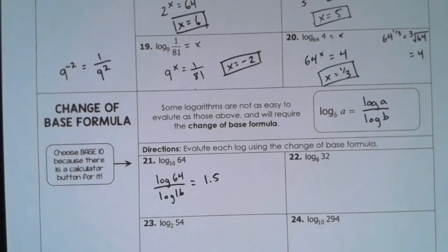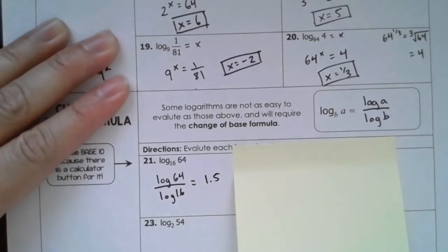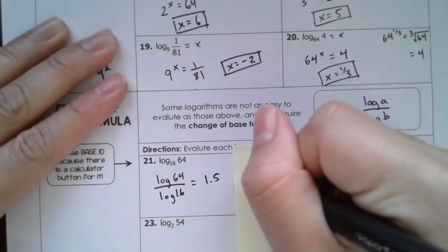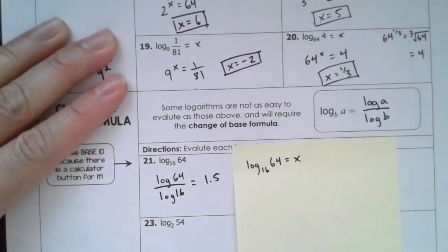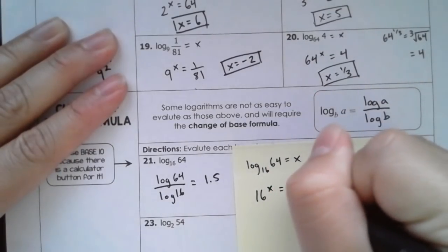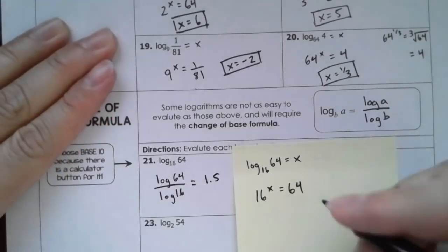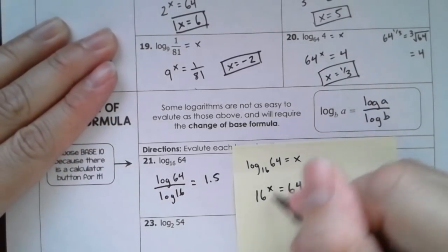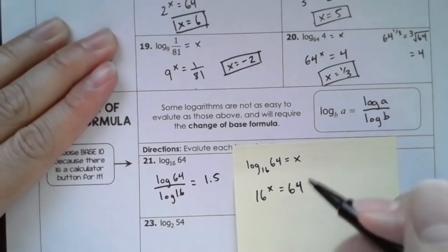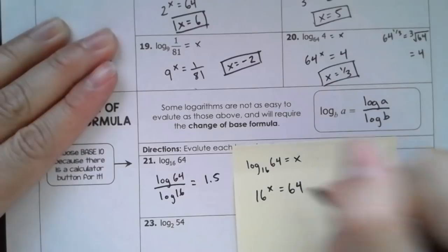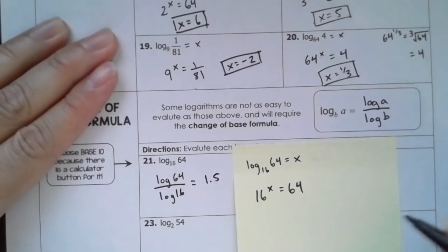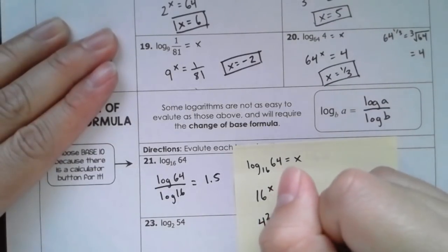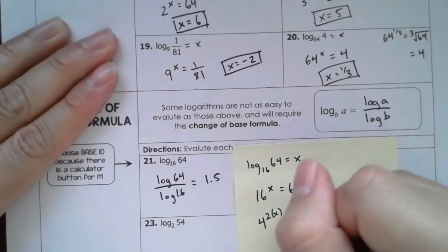Just to show with number 21, just like we did the previous examples, I can rewrite this as log base 16 of 64 is equal to some value. So I get 16 to the x is equal to 64. From our previous concept, we can rewrite these values in exponential form. I want a common base, so let's take base 4. I can rewrite 16 as 4 squared, and I still have the x there, is equal to 64.